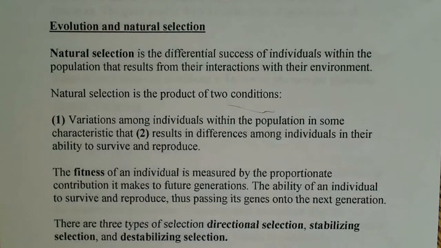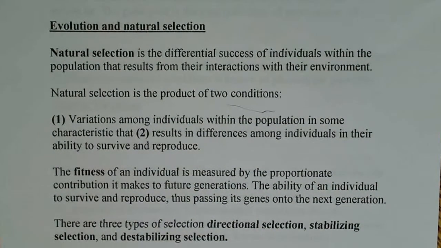So natural selection is the differential success of individuals within the population that results from their interactions with their environment. So what this is saying basically is that there's some difference in the success, and success can be defined as survivability or reproduction, or success in reproduction of some individuals in the population that results from their interactions with their environment. So there's some kind of environmental factor that's causing some individuals to be more successful than others.